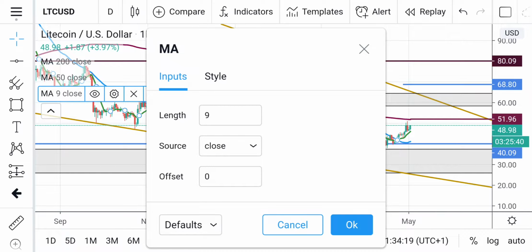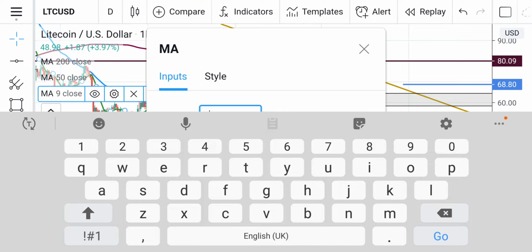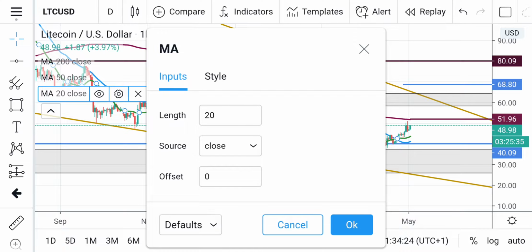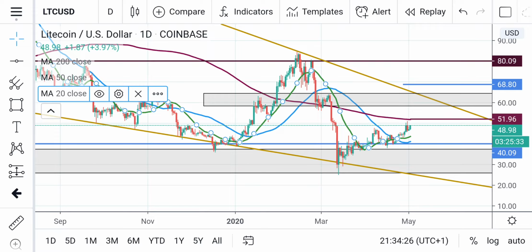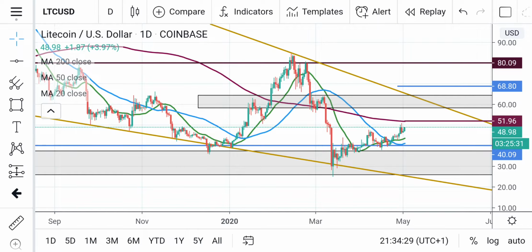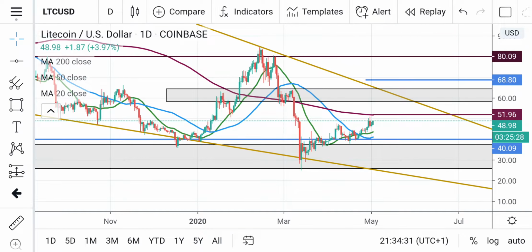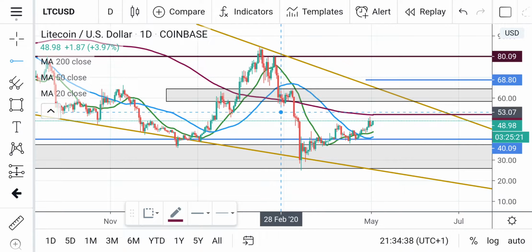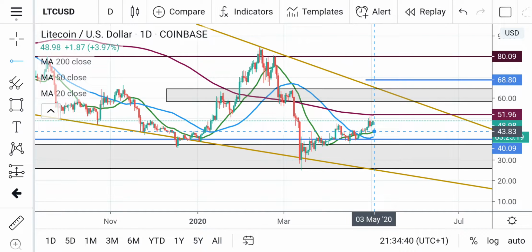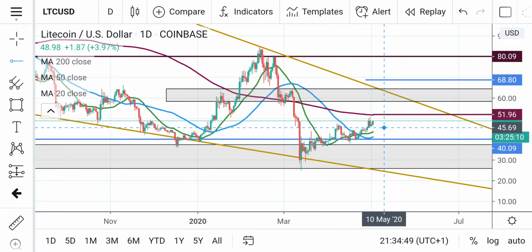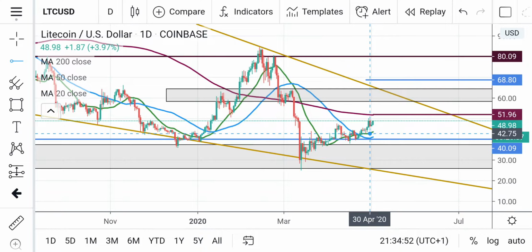Again, you can use any color that you like. So this 20 period moving average, you can see it's green over here. I can reference this 20 period moving average as a short term support. You can see price is above the 20 and 50 period moving averages, and over here you have the 20 period moving average crossing above the 50 period moving average.